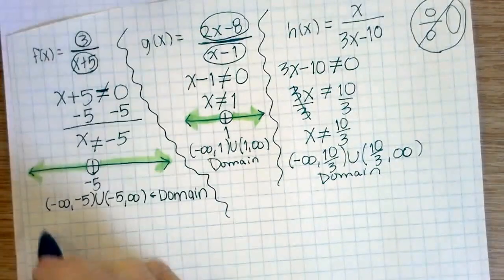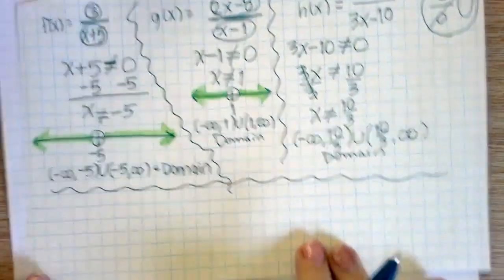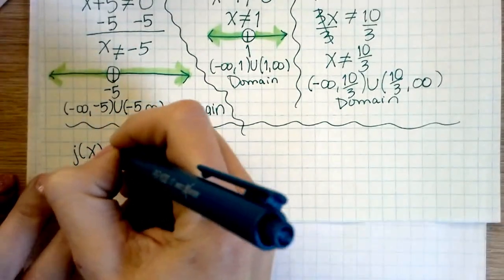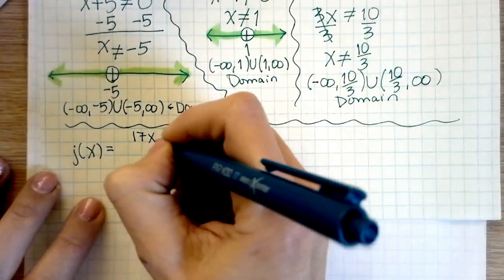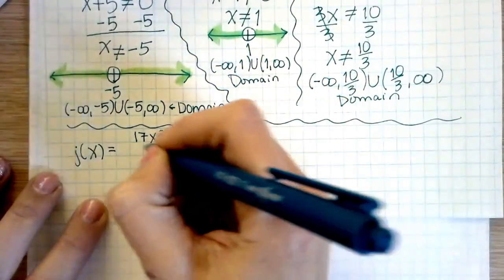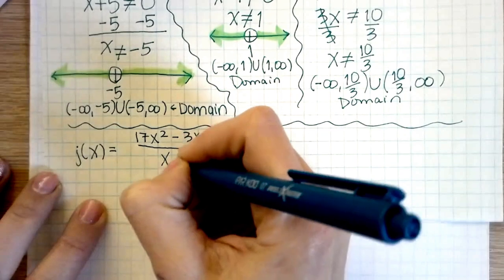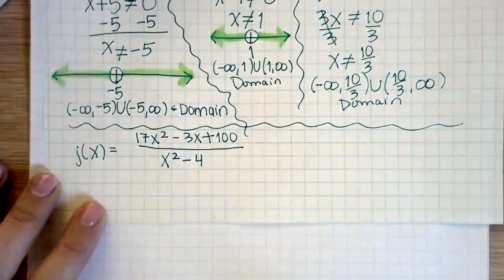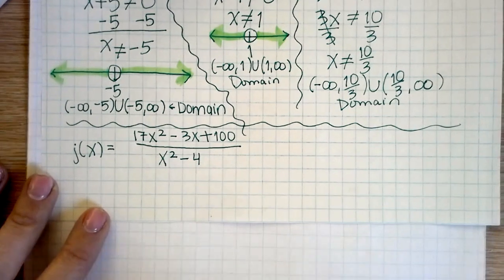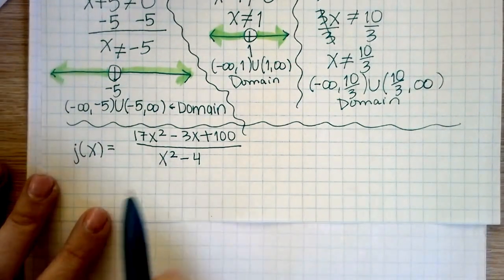So just as a bonus, what if I gave an extra credit question? I could give you guys extra credit tomorrow. Maybe I give you an example, j of x equals 17x squared minus 3x plus 1,000 all over x squared minus 4. Wow. Does the numerator matter? No. Anything can go in the numerator. The numerator, we don't care. You can multiply by 0, by 10, by 2, negative 8. Who cares? The bottom, we can't divide by 0.